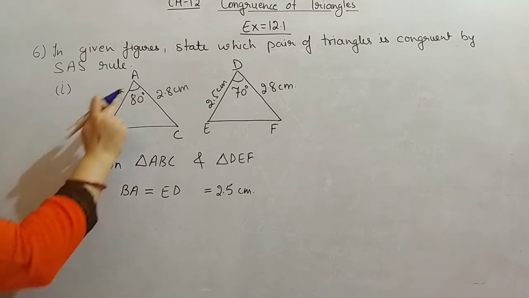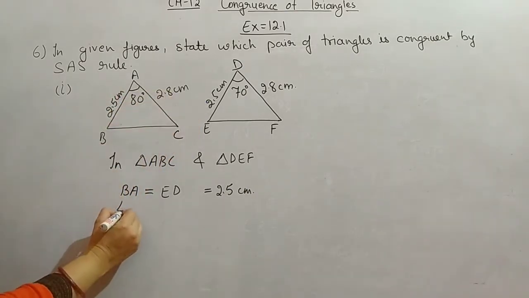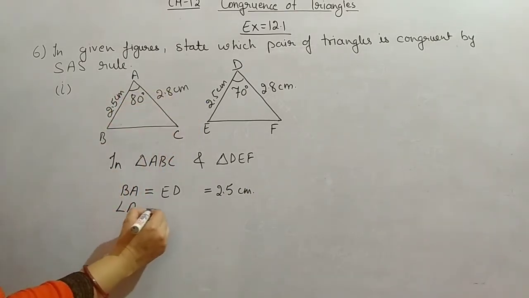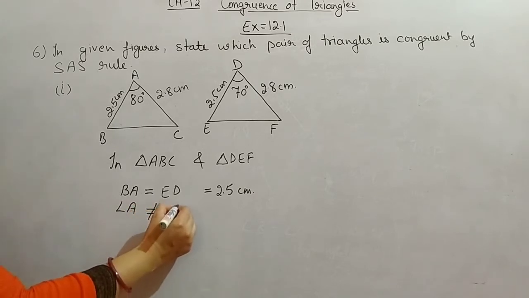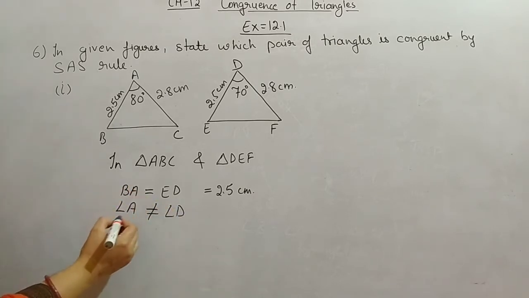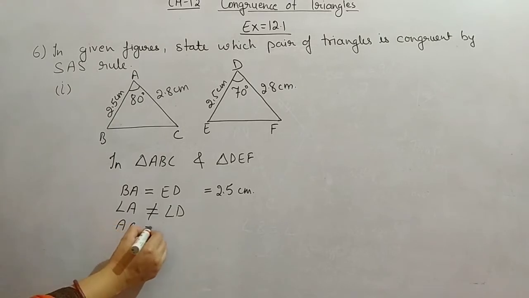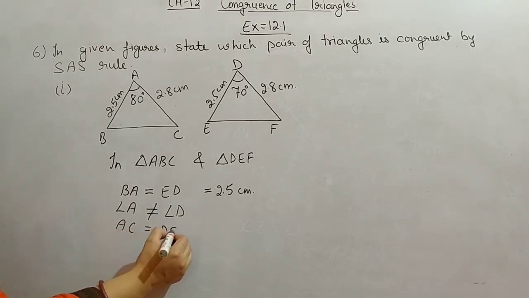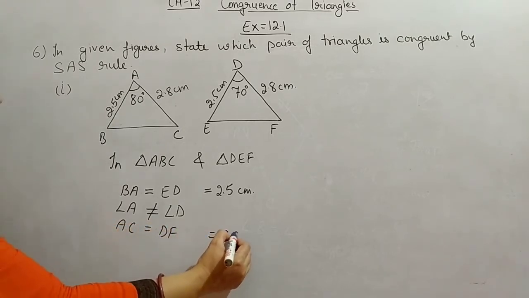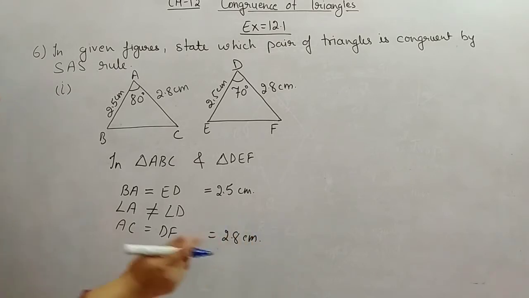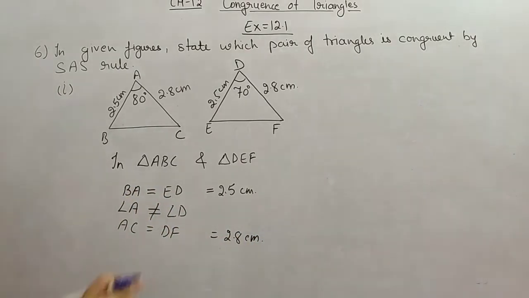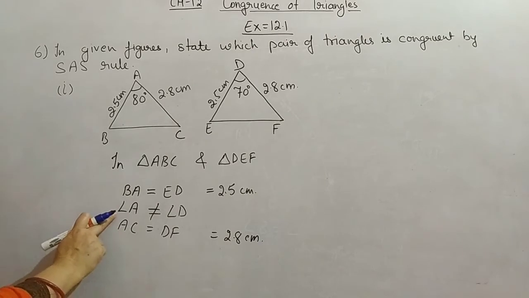After that, now we will compare this angle. Angle A is not equal to angle D. And third, we can compare AC is equal to DF. Both are 2.8 centimeter. So we have to compare three things. Two sides we have compared and one angle.